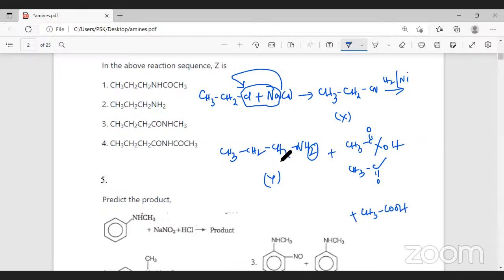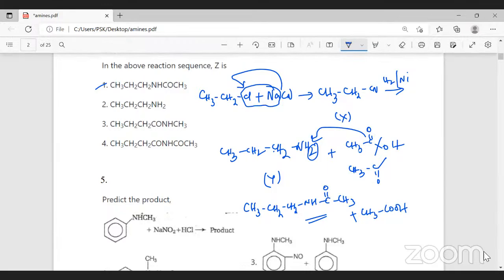What is the product formed? In place of this H, this carbon goes. So we get the product CH3, CH2, CH2, NH, and you have C double bond O and CH3. So this is the product we get. So the answer for this question will be option 1, CH3, CH2, CH2, NH, CO, CH3.